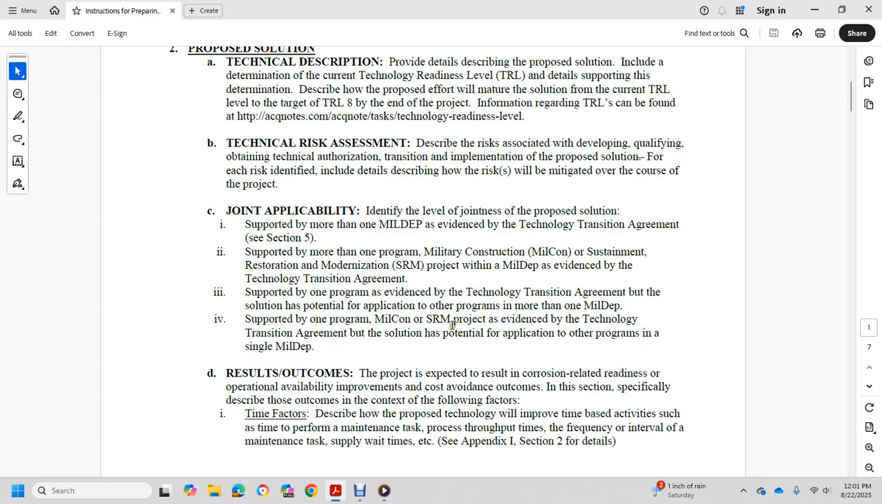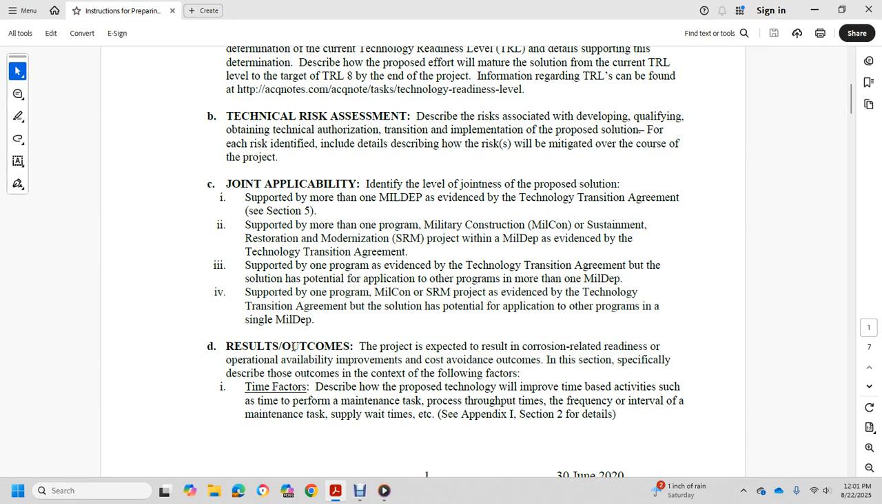military construction and the sustainment, restoration, and modernization project has been evidenced by a technology transition agreement, but the solution has potential application to other programs in a single military department. Results and outcomes. The project is expected to reduce corrosion, related to readiness, operational availability, and improvement. In this section, specifically describe the outcome in the context of the following factors.